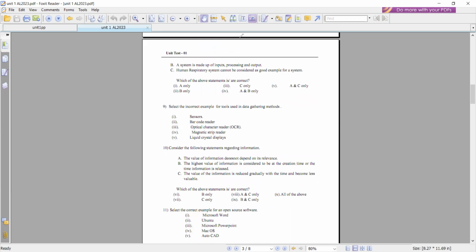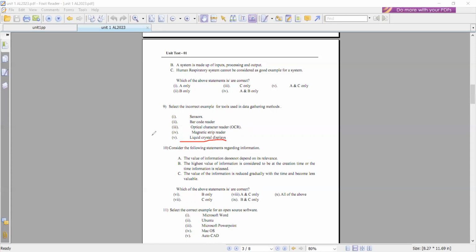Ninth one, select the incorrect example for tools using data gathering method. When you are data gathering, you are collecting data. There are different tools, but here liquid crystal display is a type of monitor. Monitor is not used to gather the data. All others are input devices. So fifth one is the answer.